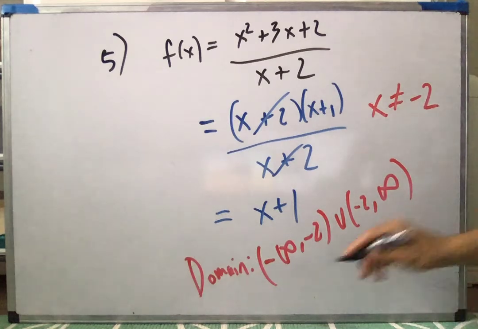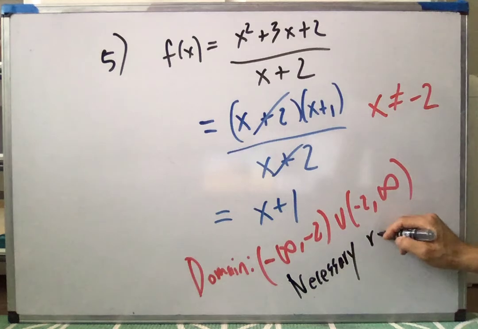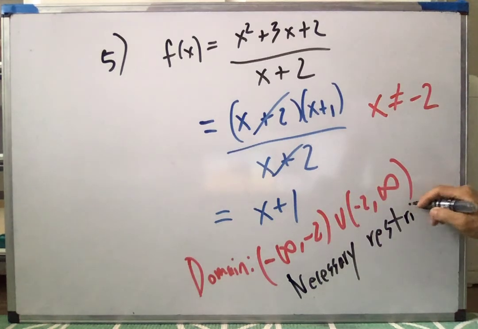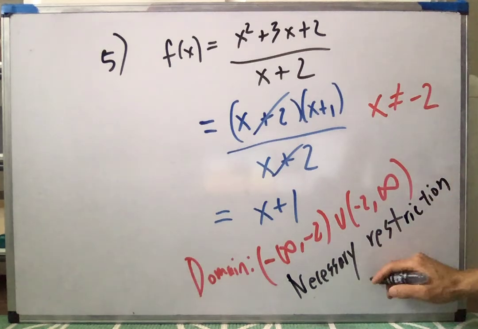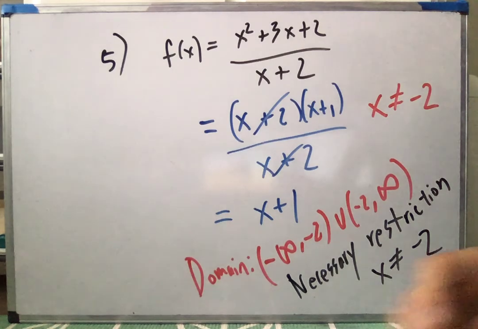And the necessary restriction, that's the restriction that is not apparent looking at the end result here, but it's still there in the background. x cannot be negative 2. So that is it. That's numbers 1 through 5. That wasn't so bad, right?